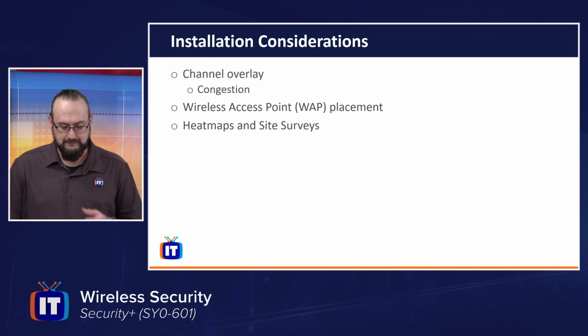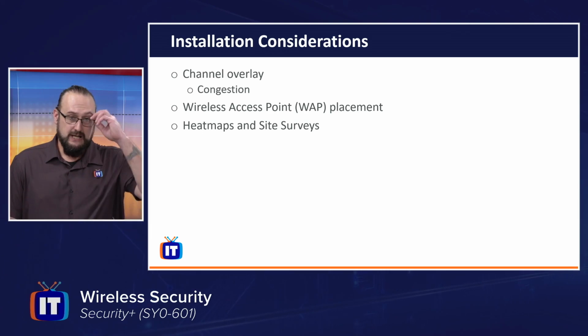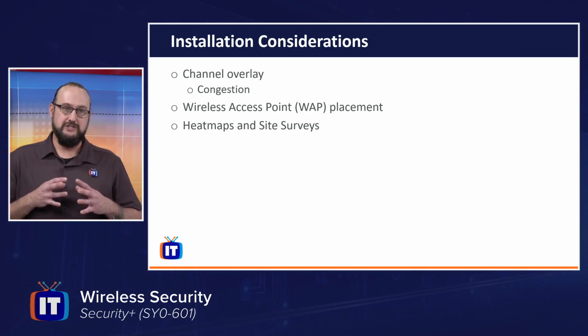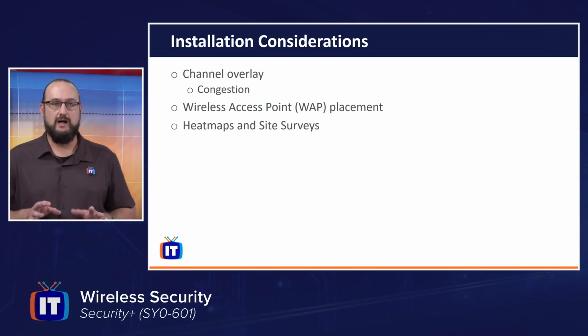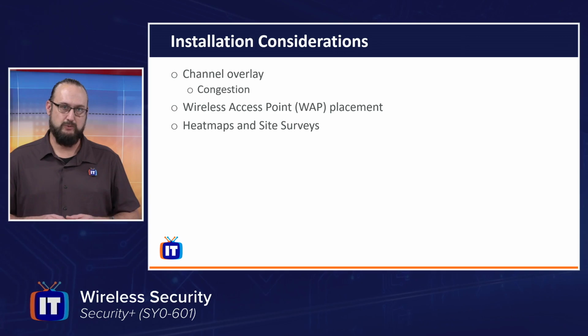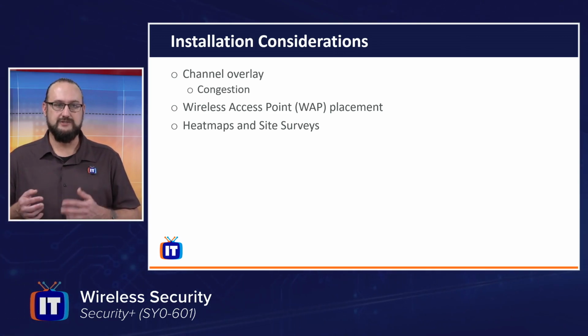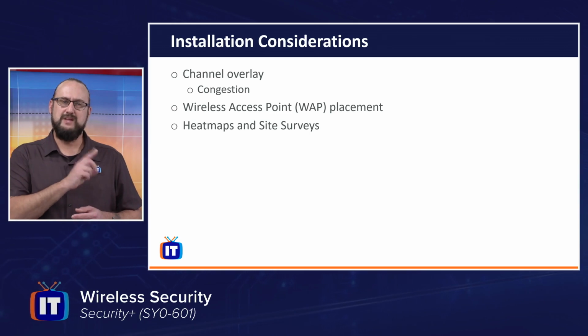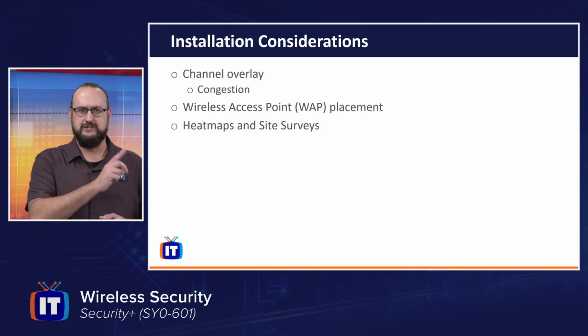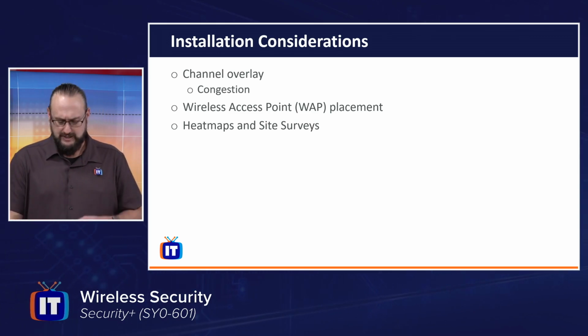Other things are the heat maps and site surveys. Again, a heat map is just a way that you can tell the strength of your network in gain or decibels, if you will, and it shows you the coverage of your access point, especially if you have a distributed or mesh-based network where you have multiple access points working in concert with each other. The other thing about wireless access point placement is that it's not always just about security, but also making sure that you get the greatest coverage.